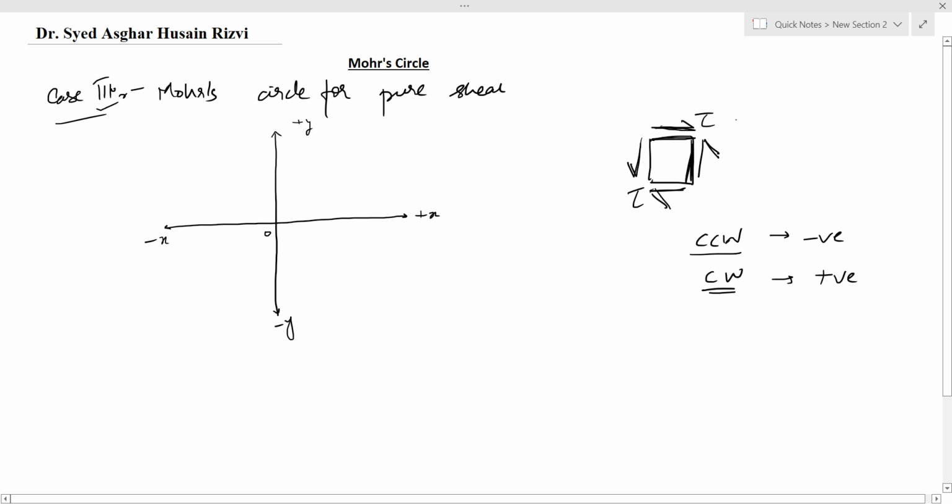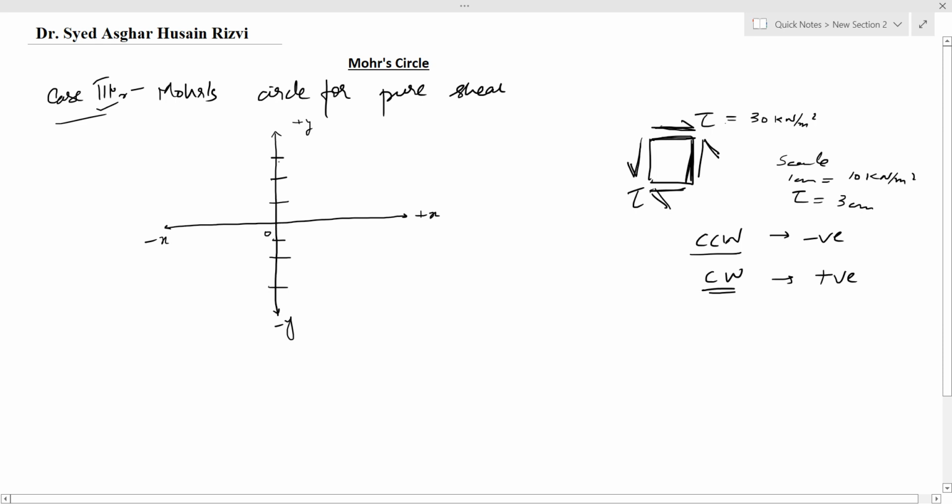For example, tau is equal to 30 kilonewton per meter square. So we'll scale it. 1 centimeter equals 10 kilonewton per meter square. So tau will be equal to 3 centimeter. We'll plot the positive tau here, 1, 2, 3, and here the negative tau, 1, 2, 3.